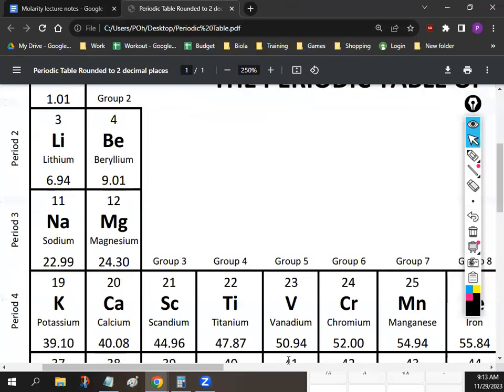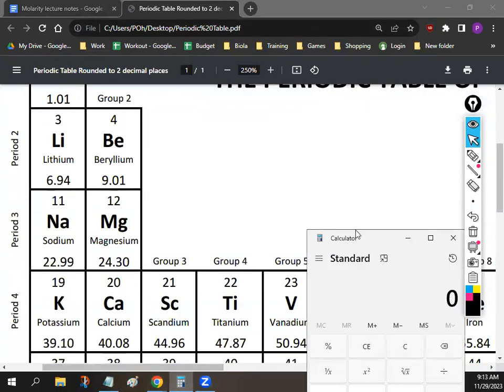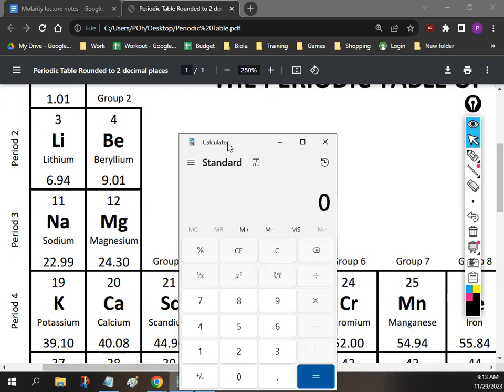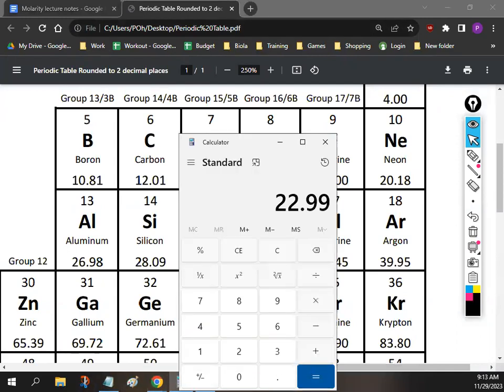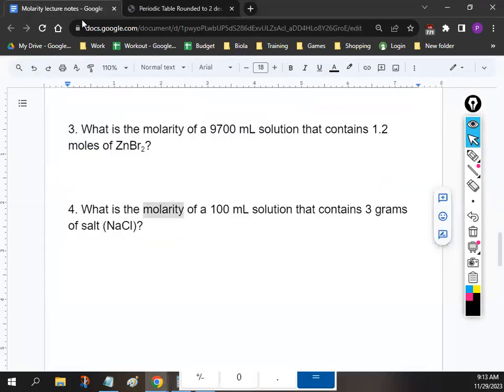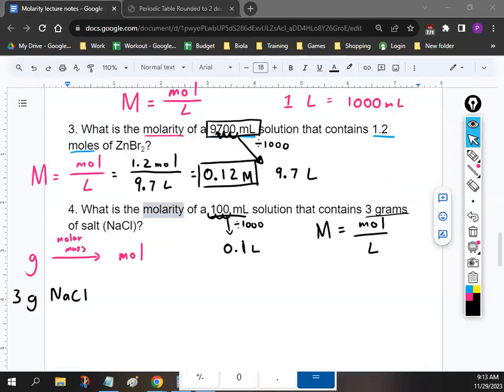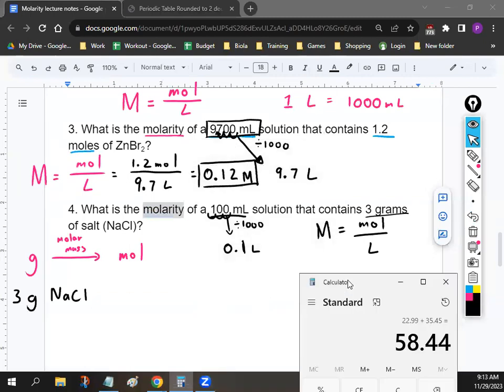NaCl is obviously made out of Na and Cl. If you notice, Na is 22.99, and Cl is 35.45, so plus 35.45. So the molar mass of NaCl is 58.44. All right, I'm going to just jot that down. So 58.44, and just keep in mind that it's grams per mole.